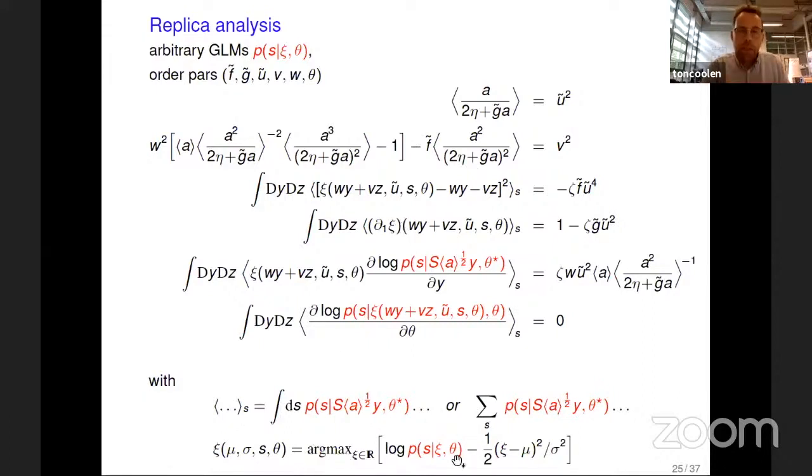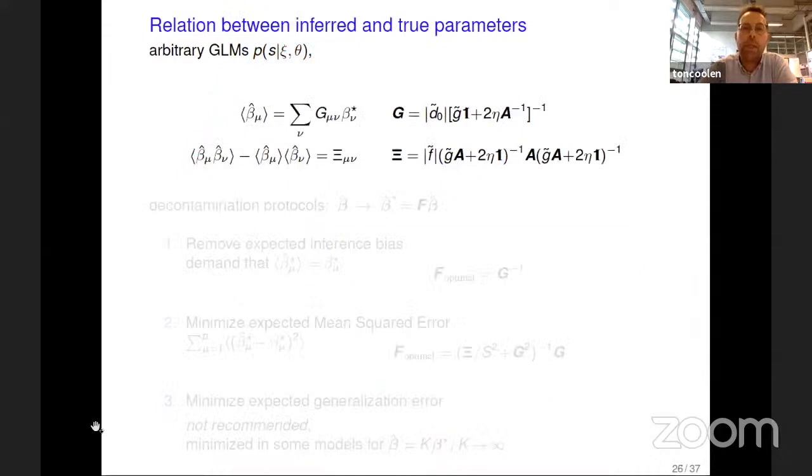But the message is that you can forget about all the replica calculations. You can take this as a starting point if you're only interested in correcting models of the GLM form for overfitting. You don't need to know where it comes from. You can take it here, you substitute your favorite model, and you work out these equations. And there's more that came out.